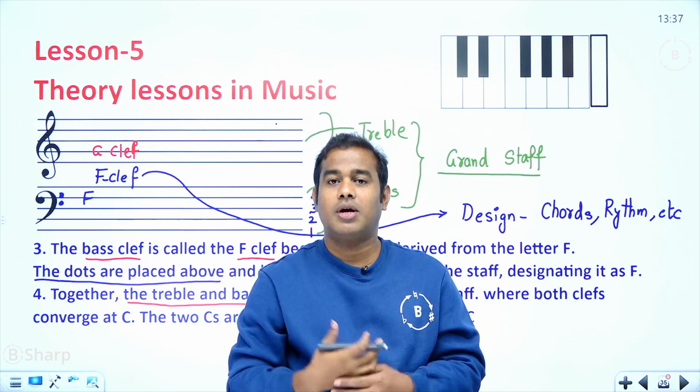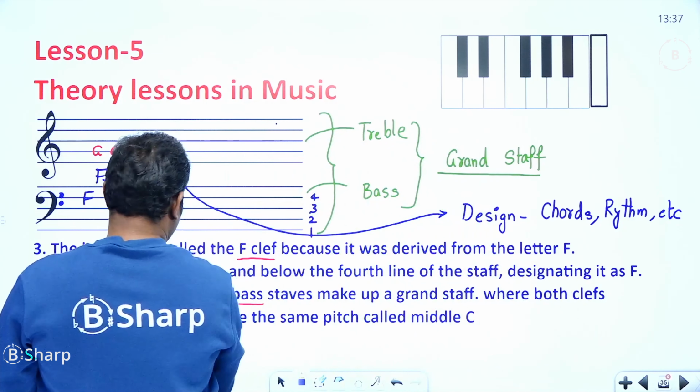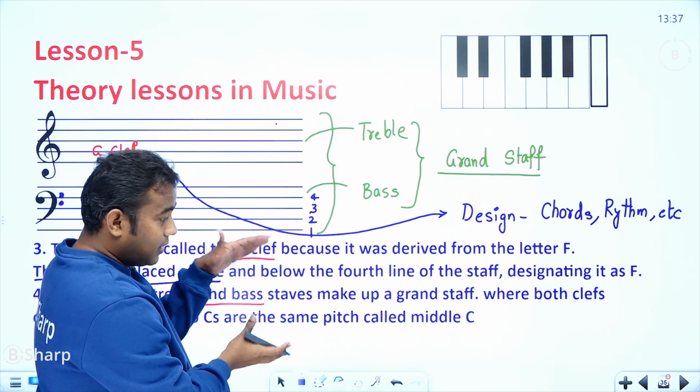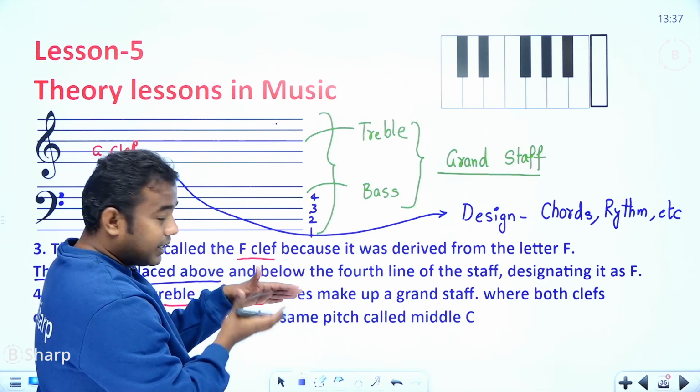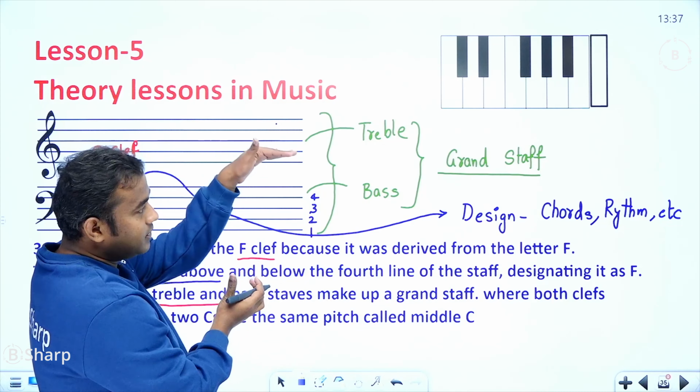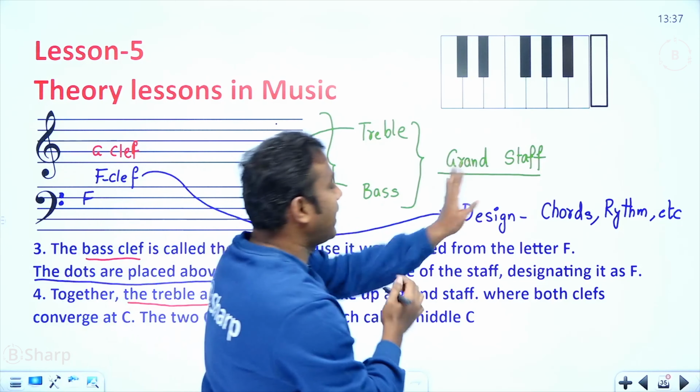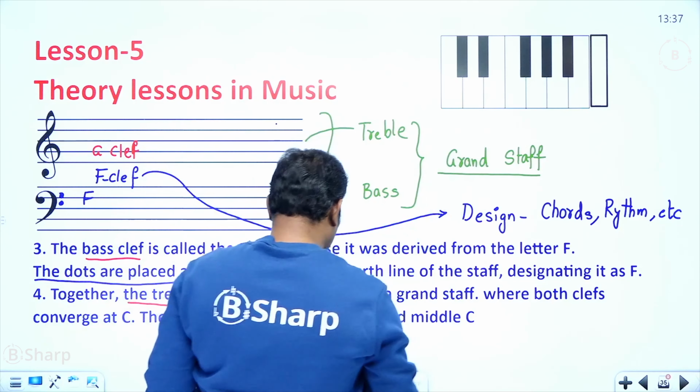Now, the next one is the treble clef and the bass staves. Together they make a grand staff. We can combine this staff and this staff by joining them, and when you call this a grand staff, they converge at one point, a point C.